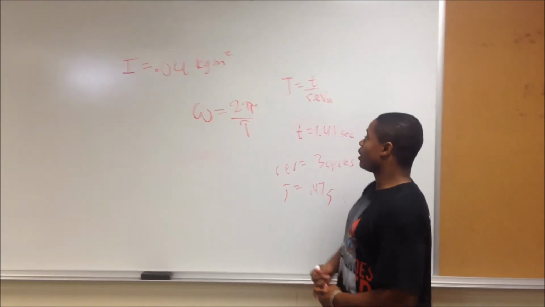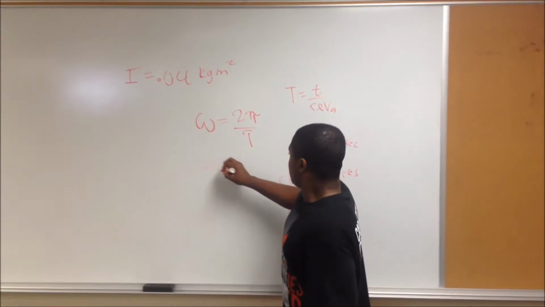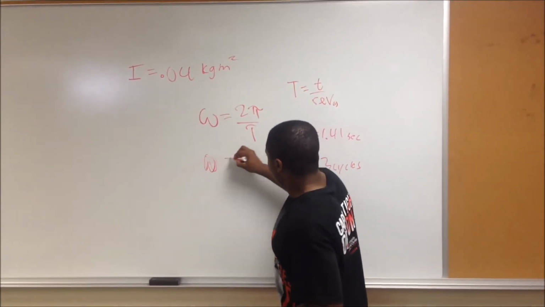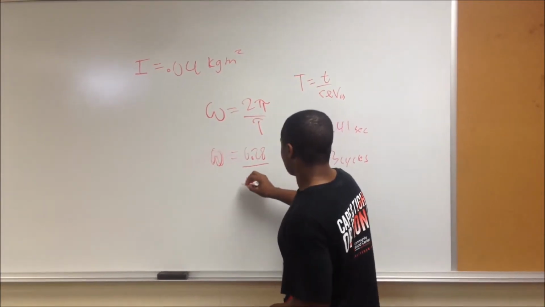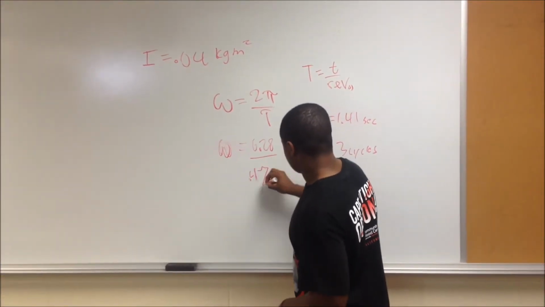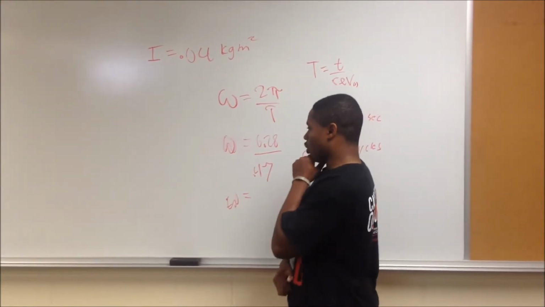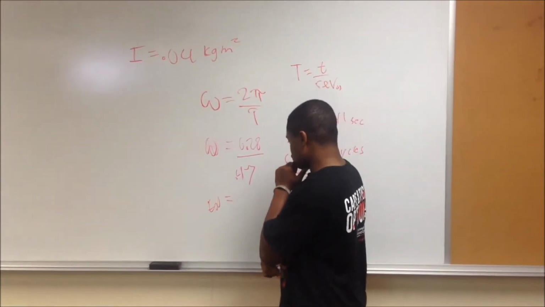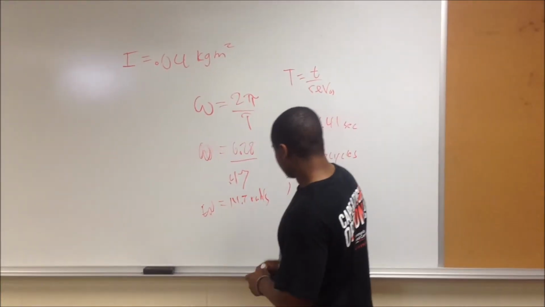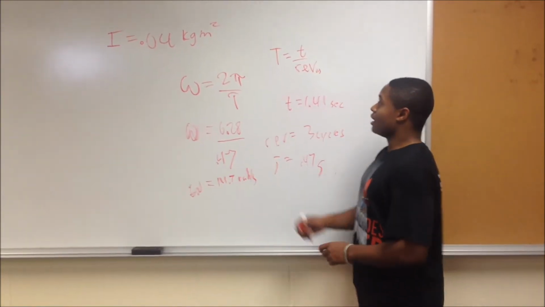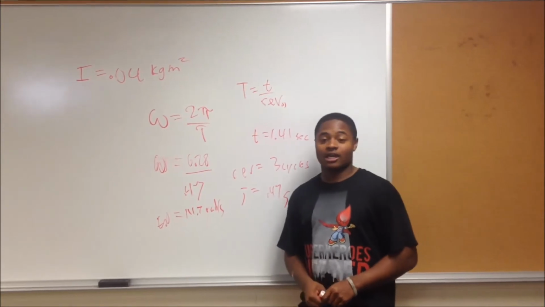Now that we've calculated capital T, we can now find the angular velocity. Omega equals 6.28 over 0.47. Using my mathematical brain, we can find that omega is equal to 14.7 radians per second. This is omega. Now that we've found omega, we can calculate angular momentum.